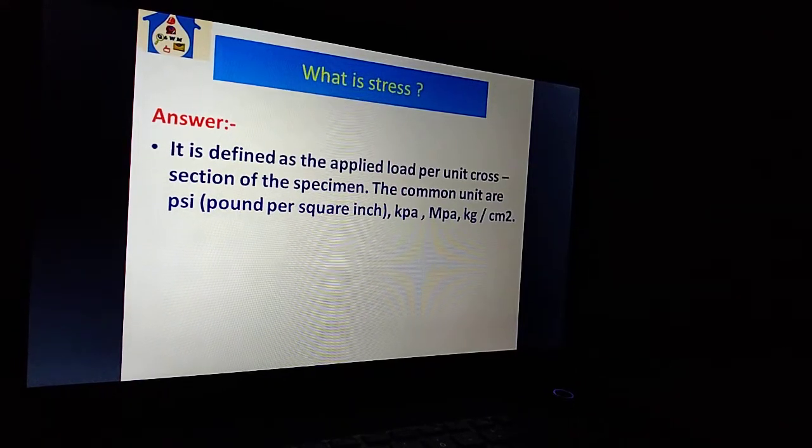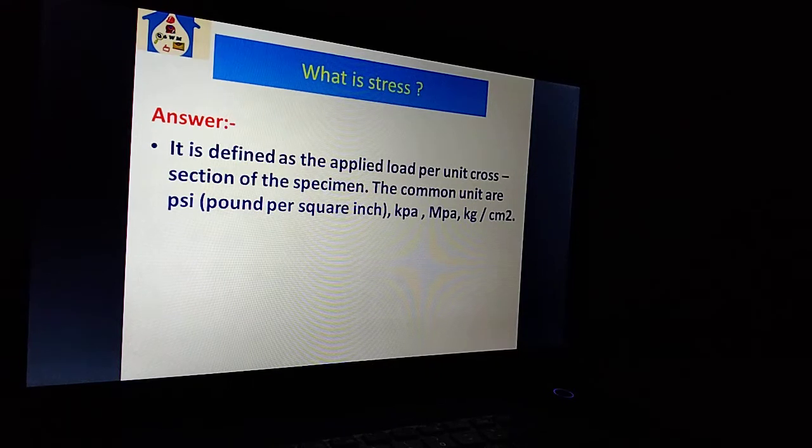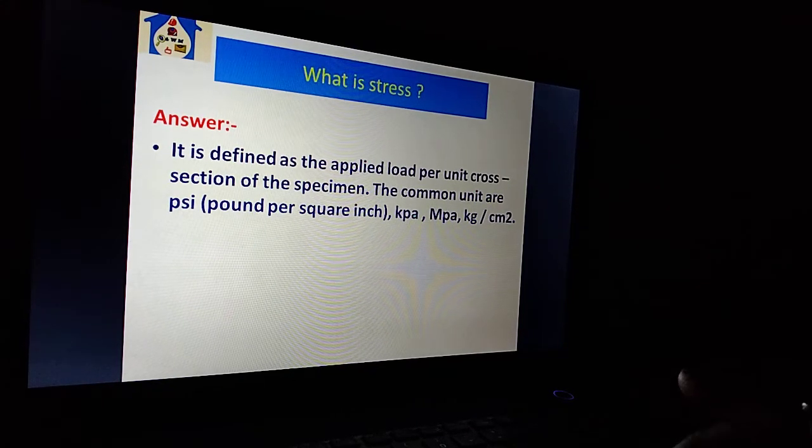What is stress? Answer: it is defined as the applied load per unit cross section of the specimen. The common units are PSI, kPa, MPa, kg per square centimeter.